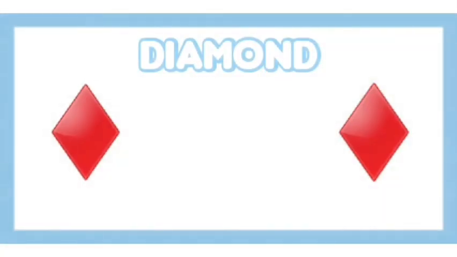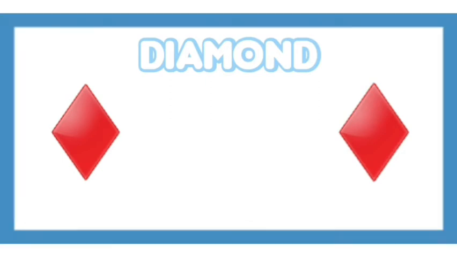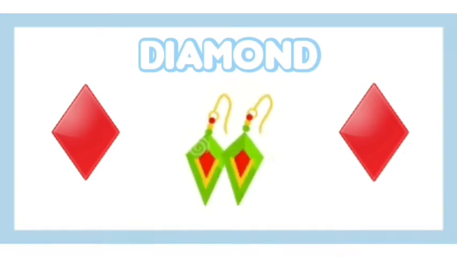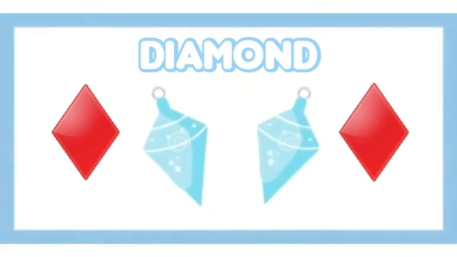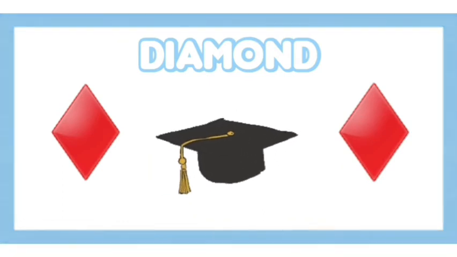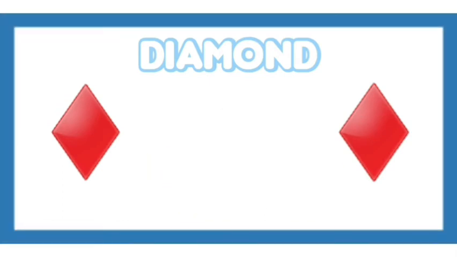Now let's learn some objects that have the shape of a diamond. Earrings, ornaments, a graduation hat, a kite.